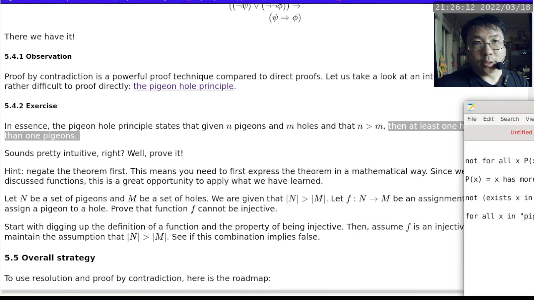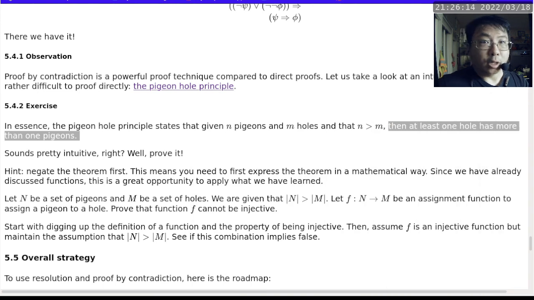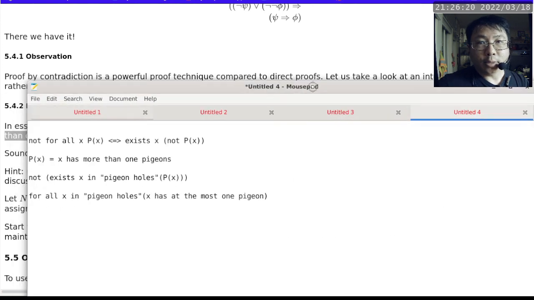So how does this cause a conflict? How does this cause a contradiction? If you make this assumption, the question is, how many pigeonholes do we have? Well, we know there are m pigeonholes. And since each pigeonhole can only have at the most one pigeon, that means the number of pigeons is going to be less than or equal to m. Does that make sense? Okay, so let's check this again.